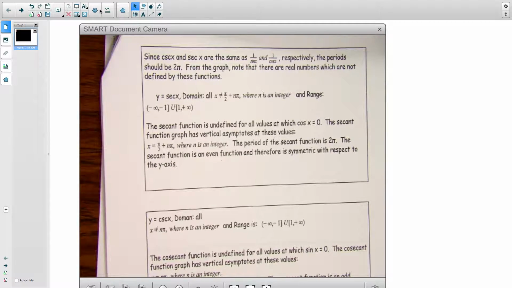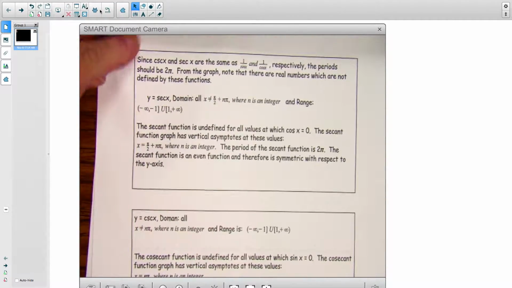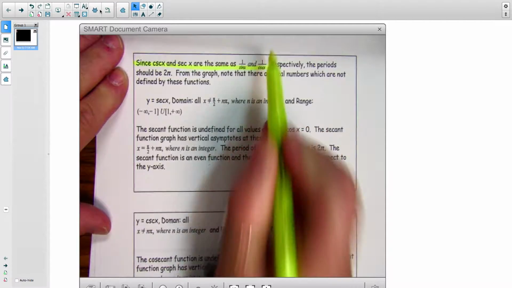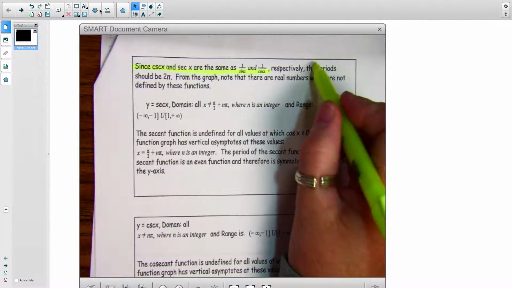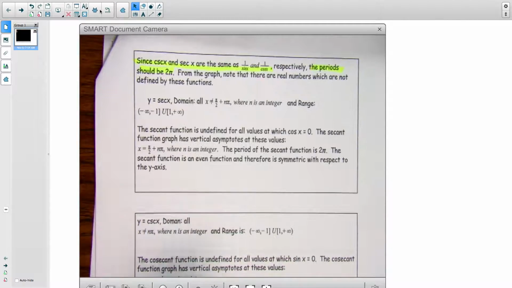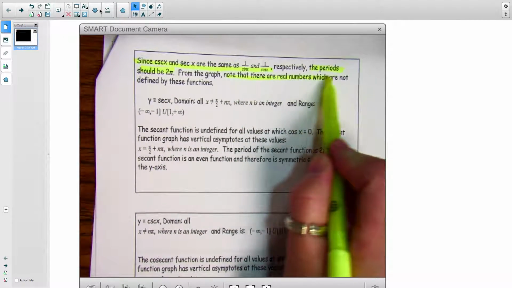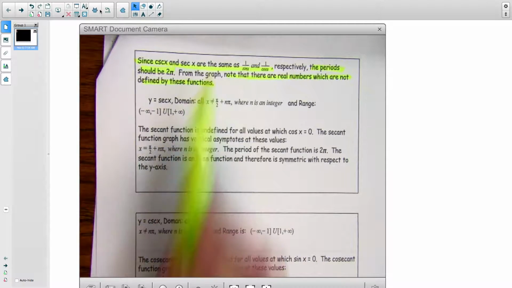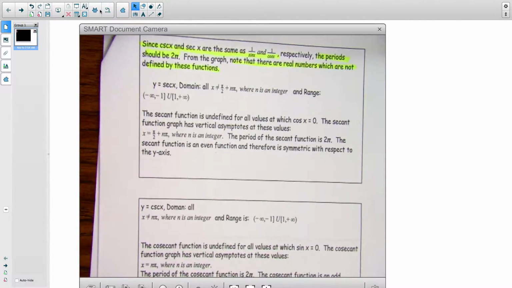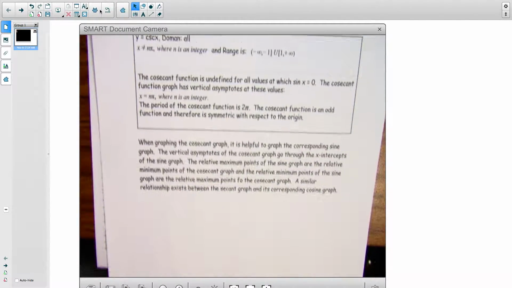And what we have here says, since secant and cosecant are the reciprocals, they have the same period. Also note that there are several real numbers which are not defined by these functions. Okay? And here's the important part.